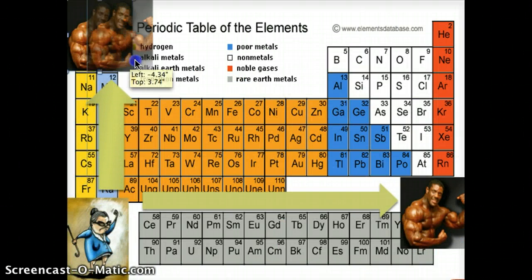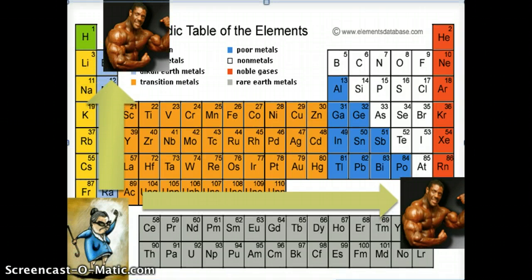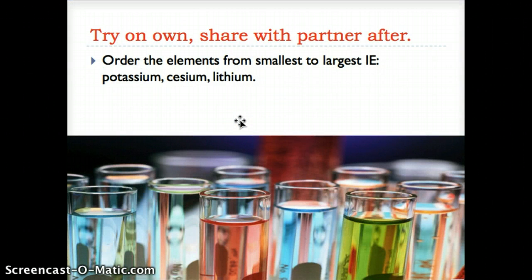So let's get rid of this guy right here. Cesium is right here in 55, potassium is right here, and lithium's right here. I told you guys as you move to the right and up the periodic table, ionization energy goes up. So the one with the smallest ionization energy would be cesium, then potassium, and then lithium. So that would be the answer to this question. Order the elements from smallest to largest ionization energy.